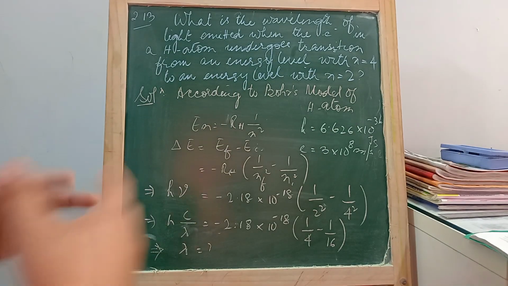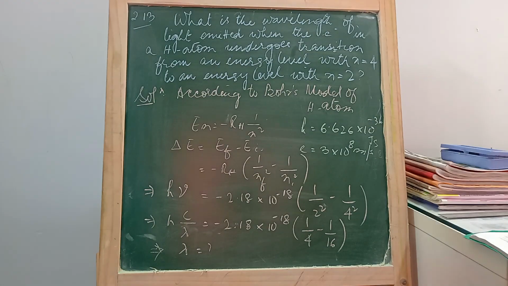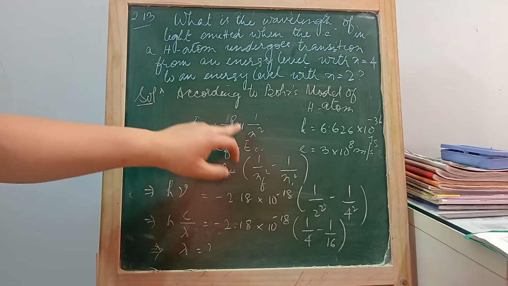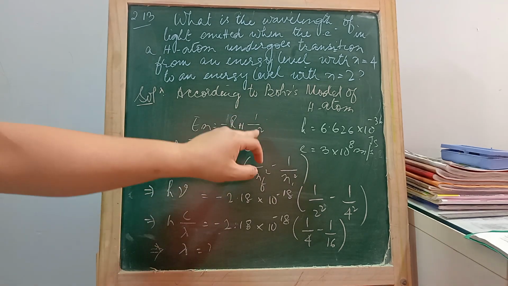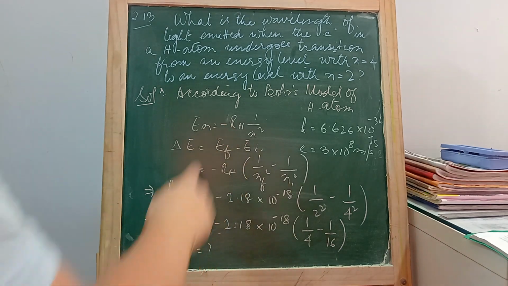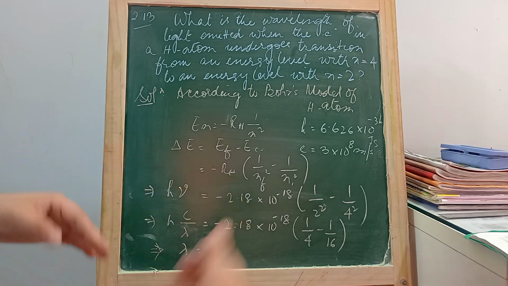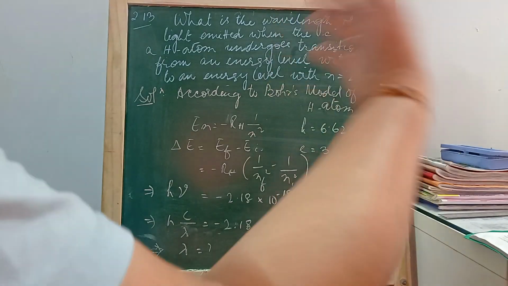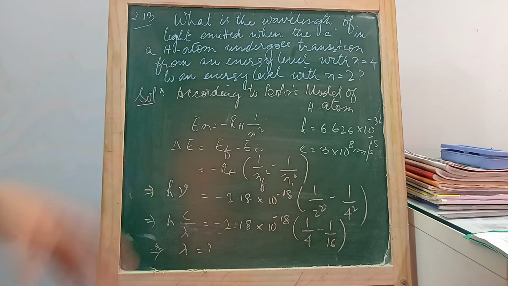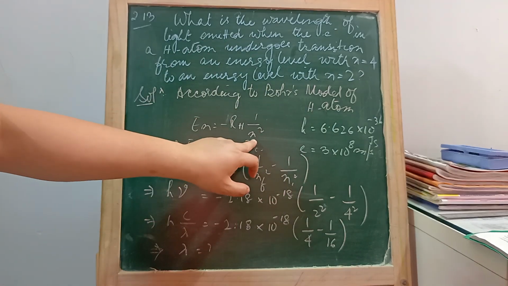The mathematical expression for calculating the energy level of an electron in the nth shell is given by En equal to minus RH times 1 upon n square. The value of the Rydberg constant is 2.18 into 10 to the power minus 18 joules. So here we will calculate. Suppose it was in the fourth shell. What will be the energy in the fourth shell? It's given by En equal to minus RH 1 by n square, where n equal to 4.